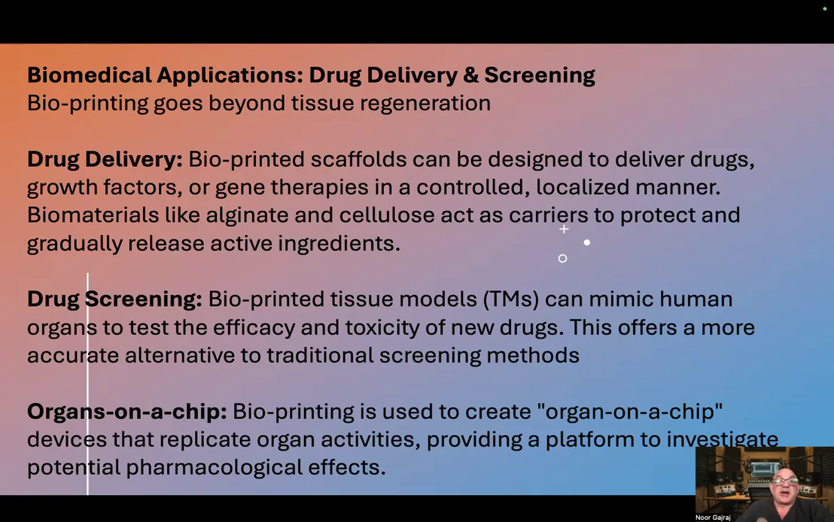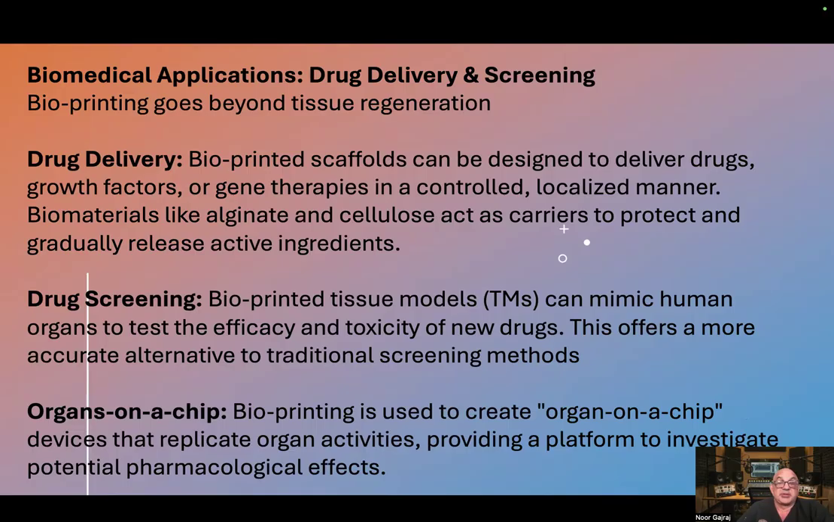Drug delivery. Bioprinted scaffolds can be designed to deliver drugs, growth factors, or gene therapies in a controlled, localized manner. Biomaterials like alginate and cellulose act as carriers to protect and gradually release active ingredients. Drug screening. Bioprinted tissue models can mimic human organs to test the efficacy and toxicity of new drugs. This offers a more accurate alternative to traditional screening methods.